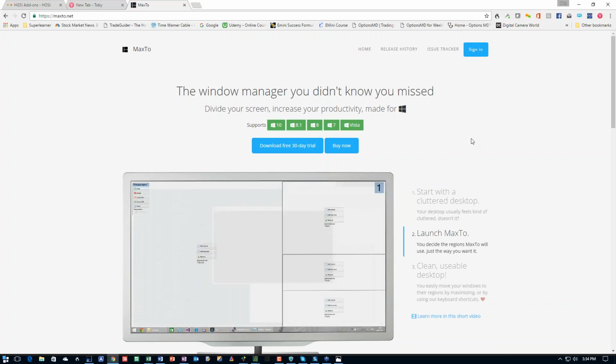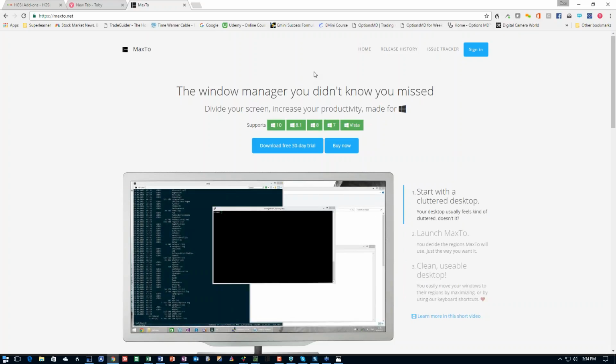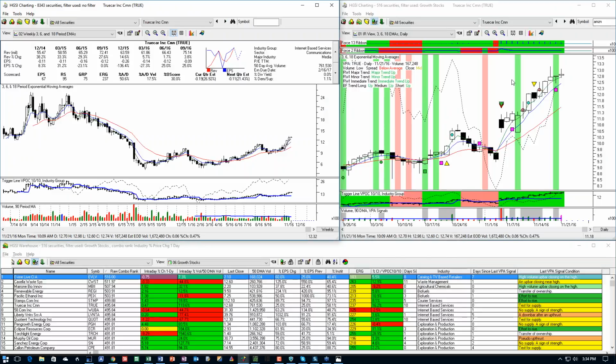Now I work off of 2 24-inch screens, and I know some of you go even larger. So if you have a 27-inch or 32-inch screen, you would probably like this very much. So download it, give it a try. It's only $19. And what it lets you do is size your windows in different configurations.